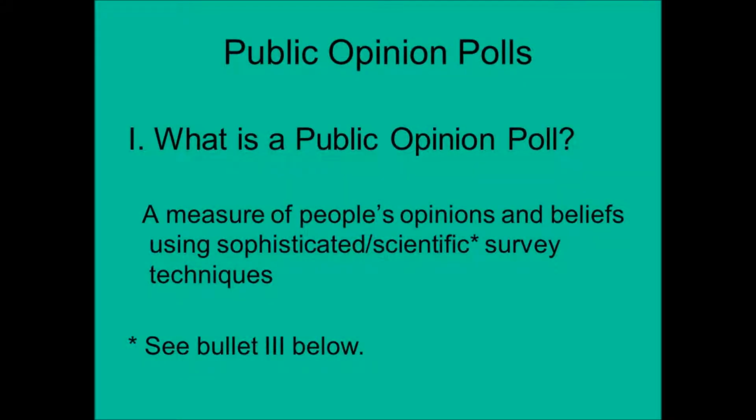So, what is a public opinion poll? It is a measure of people's opinions and beliefs using sophisticated, scientific survey techniques. Notice that there's an asterisk after the word scientific that refers you to the third bullet below on the notes page that you're taking. I use the word survey as part of the definition, and sometimes polls are called surveys, but oftentimes the word survey is best used to describe research on opinions that is not done scientifically.